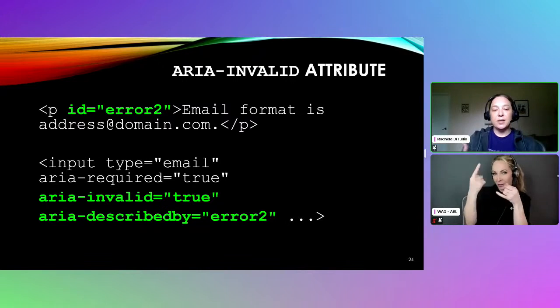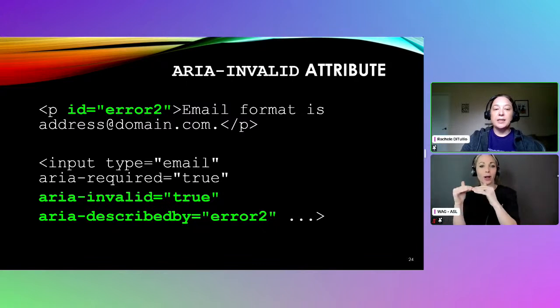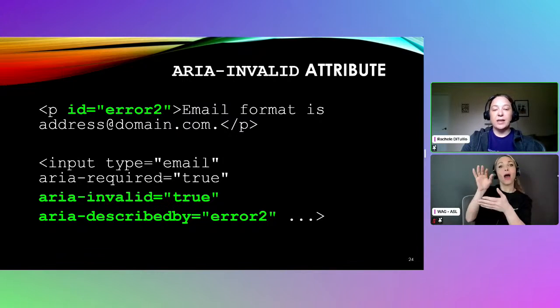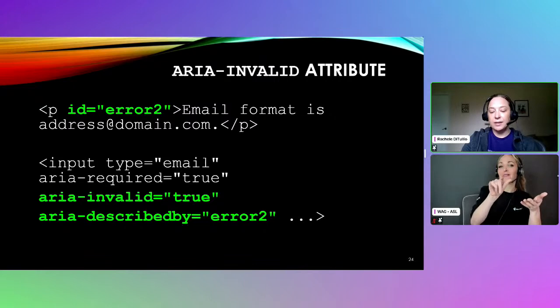So again, this text will be announced after all of the information about the form field for assistive technology users. And since they tried to submit the form with bad data, we've also added the aria-invalid equals true attribute so that it's further announced to assistive technology users that the information is in the wrong format or is invalid.